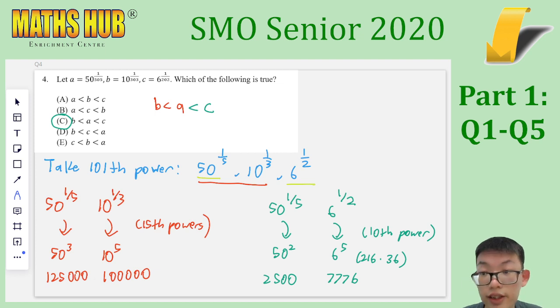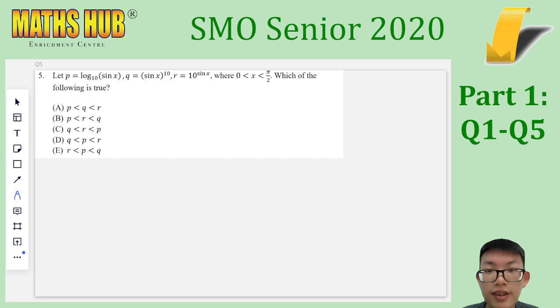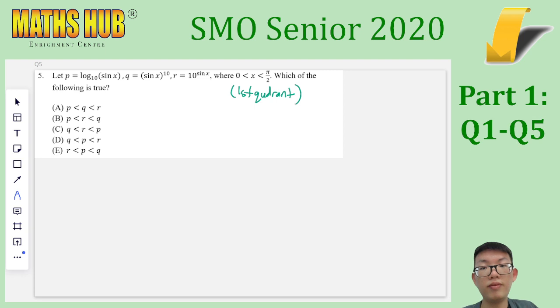Finally, let's look at question 5. And we are given a strange combination of functions. There's a logarithm, there's an exponential, there's a power, and the subject is sine x. So it's all a little odd. We are just told that x is between 0 and pi over 2, which is the first quadrant. And once again, we are asked to sort them in ascending order.